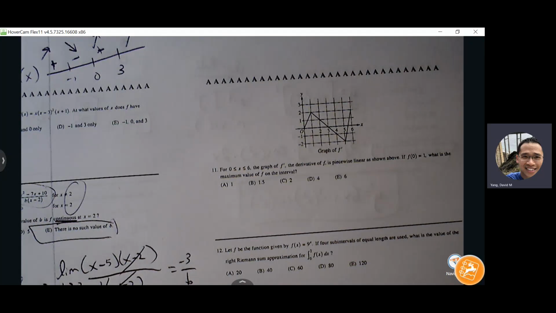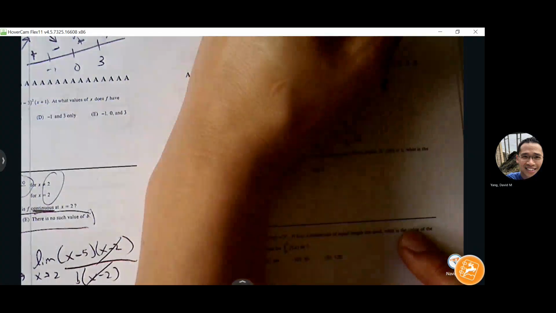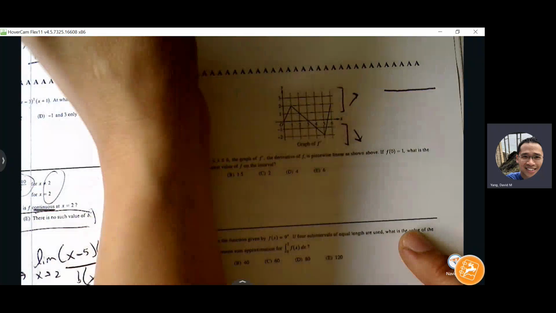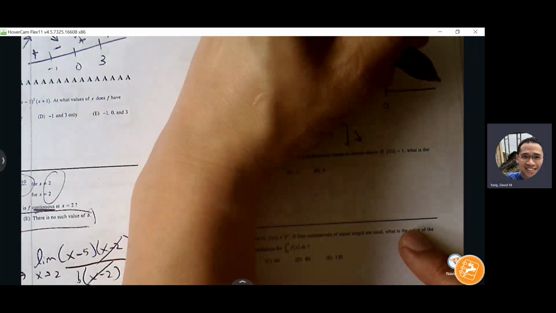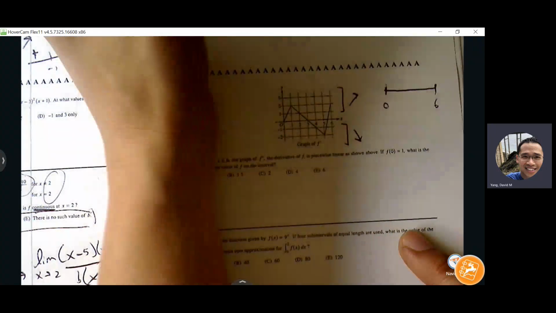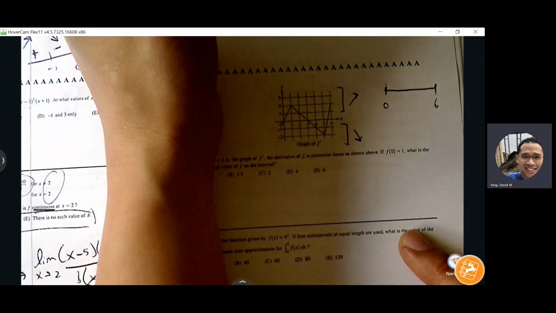Okay, between 0 and 6, the graph of f prime is shown. What is the maximum value of f on the interval? So remember, this is the derivative graph here. So I'm just going to label the parts to help me visualize what the original graph would look like. My critical points will be at, and I'm starting at 0 and ending at 6, critical points will be at 3 and 5.5. X-intercepts.